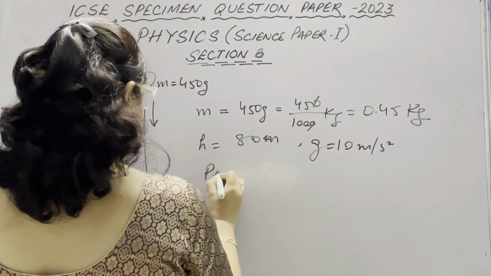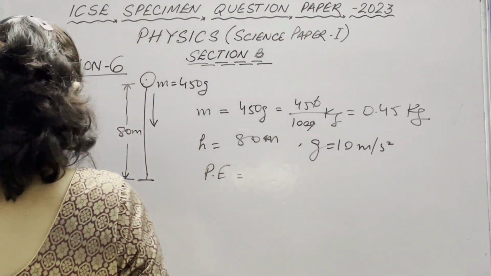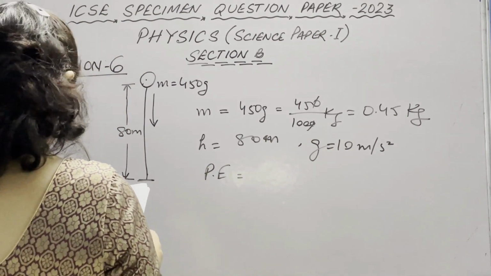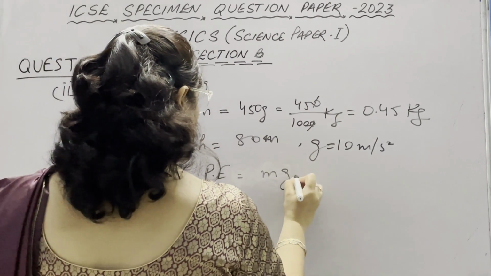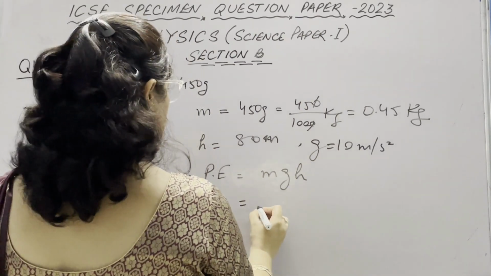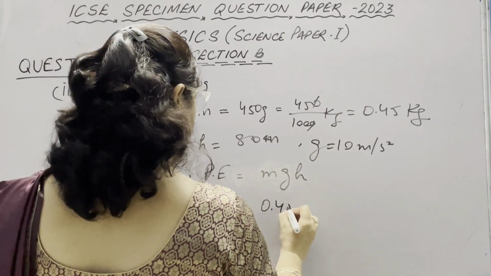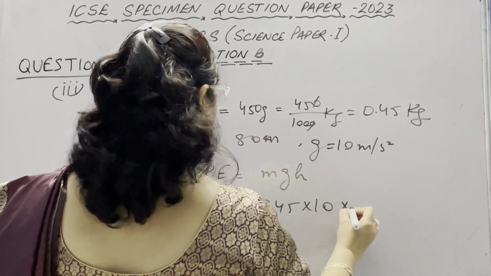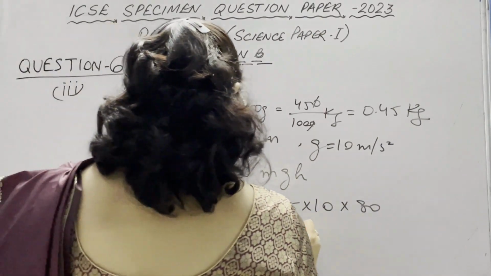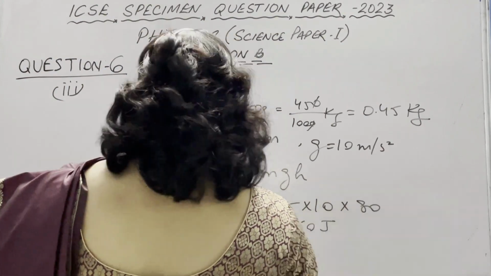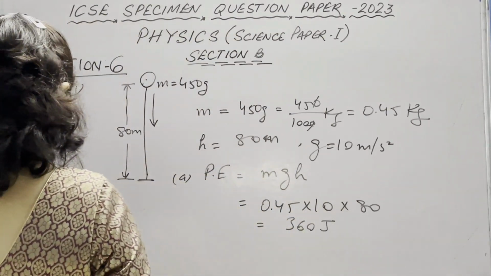Now, the formula for potential energy. In first part, we need to calculate potential energy. In A part, formula for potential energy is mgh. m is 0.45, g is 10, and h is 80. Multiplying all these 3, we get 360 joule. So, potential energy is 360 joule.